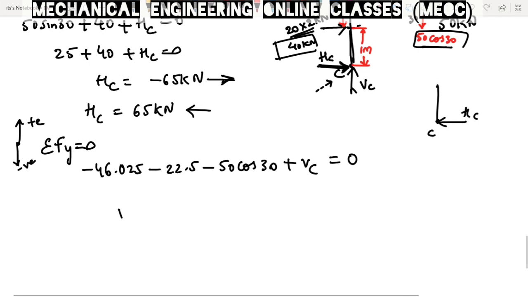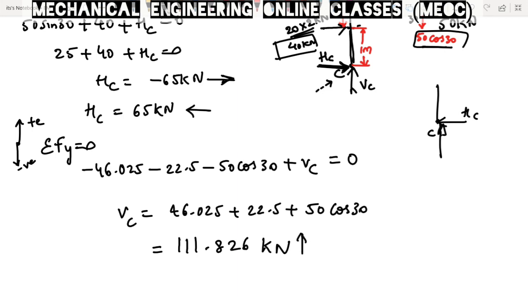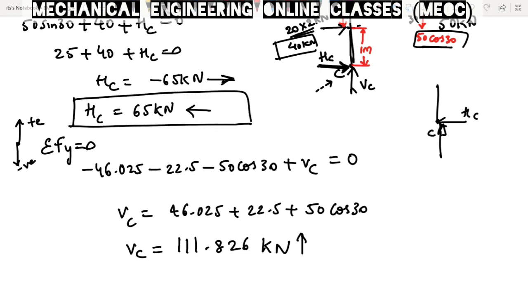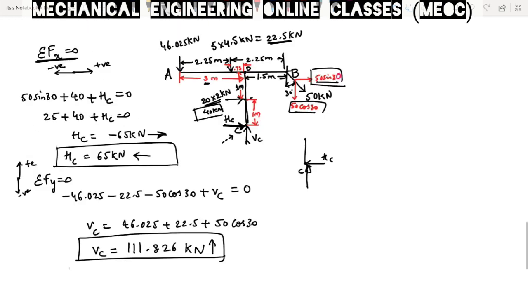So the sum of all these forces is 0. So VC will be equal to 46.025 plus 22.5 plus 50 cos 30. So this will be 111.826 kilonewton. We got a positive answer. So our assumption of VC acting upward is correct. So this is an upward force. So we have found the support reactions at A and C. So here completes the solution part.